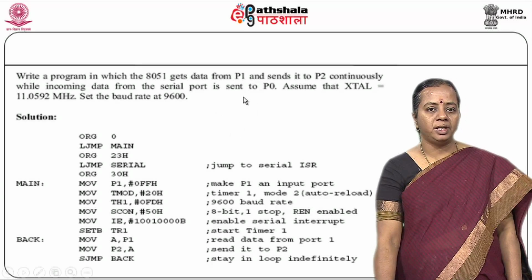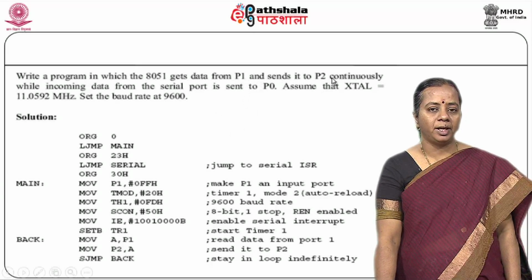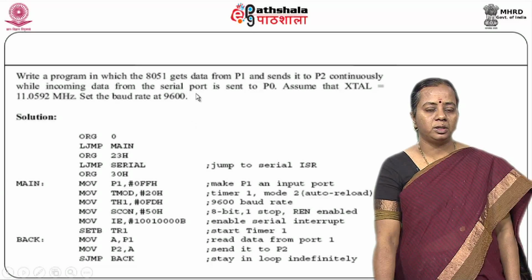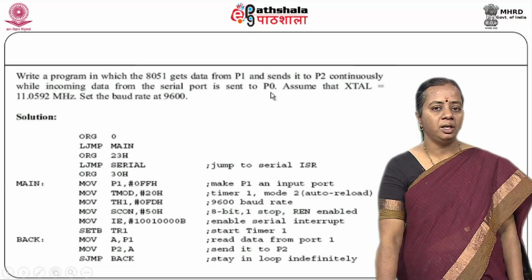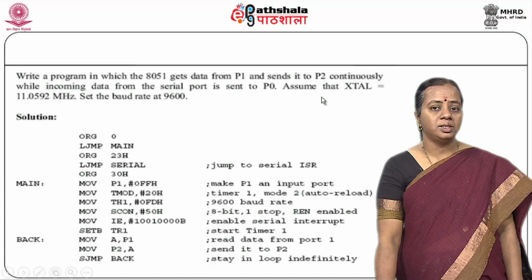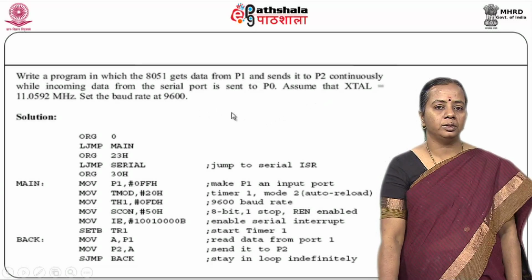So, read the data from P1 and send it to P2, you can write that in main, and for the serial port you read the data through the interrupt and it will be sent to P0. And if I am looking at serial communication, then I need to know the baud rate with which I can send or receive the data.